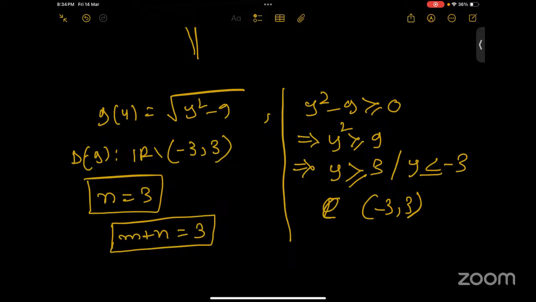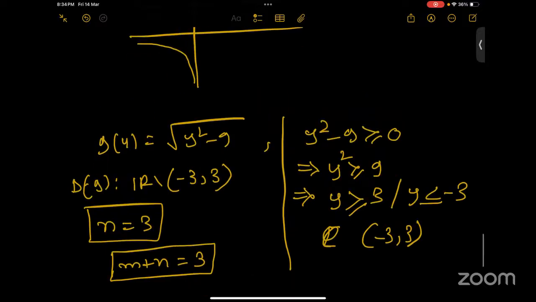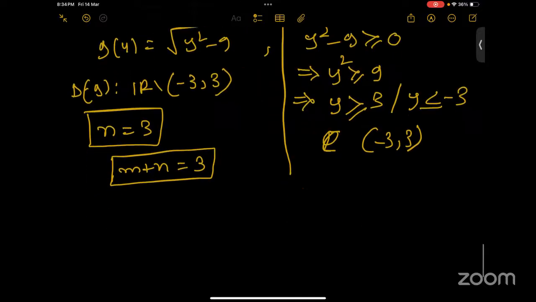Any doubt up to now? For me, no. Okay. So it's fine for all of you, right? Again, we have to find the range for g of x, or g of y. So again, we have to check the boundary points.